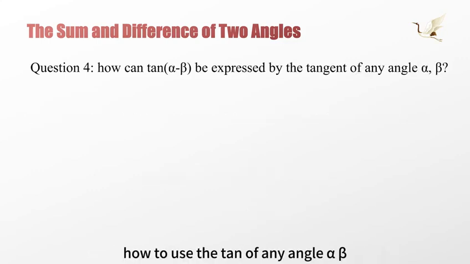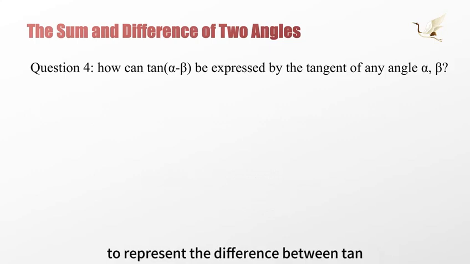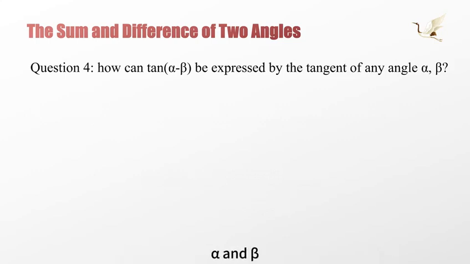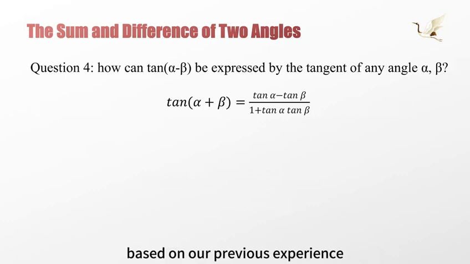How do we use the tangents of alpha and beta to represent the tangent of the difference of alpha and beta? Based on our previous experience, it is easy to obtain that tangent(alpha minus beta) equals tangent alpha minus tangent beta, divided by 1 plus tangent alpha tangent beta.